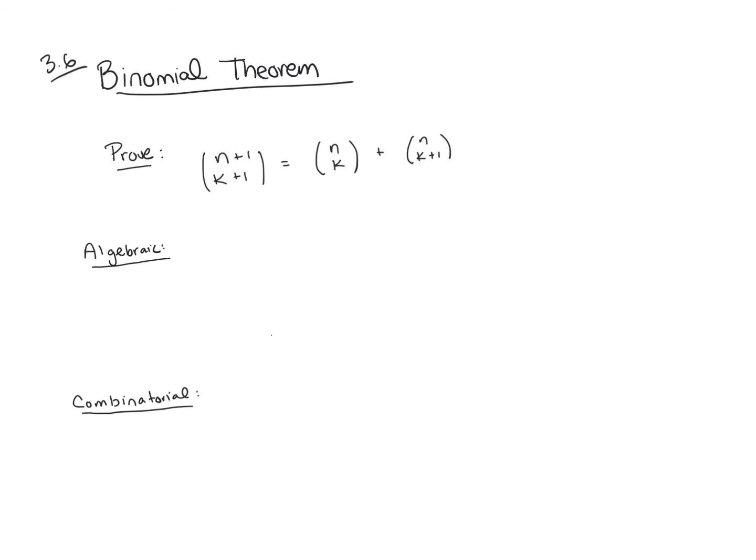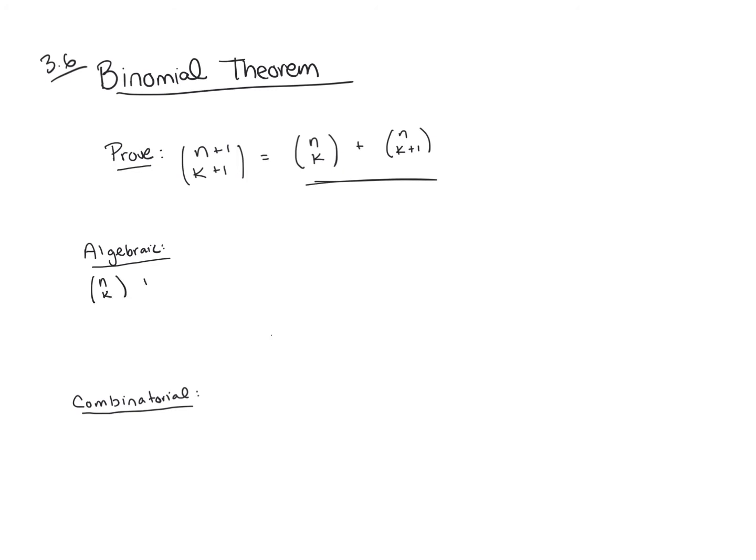So algebraically, I'm going to start with my side over here. So I'll have n choose k plus n choose k plus 1. And I want to say what that's equal to according to the formula. So I have n factorial over k factorial times n minus k factorial, plus n factorial over k plus 1 factorial, and then n minus the quantity k plus 1. I'm going to distribute that minus, so it becomes n minus k minus 1 factorial.